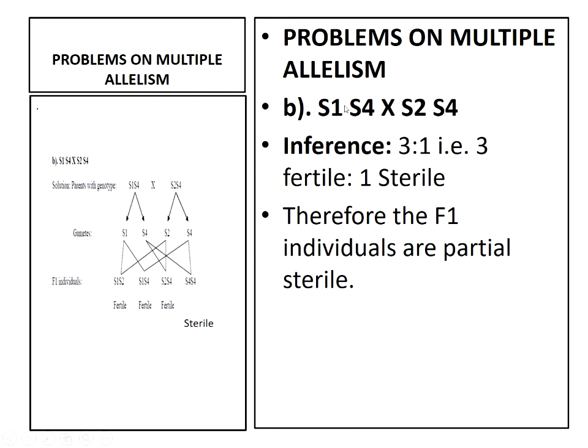The second one is when S1 S4 is crossed with S2 S4. These are the genotypes, and the gametes are S1, S4 and S2, S4. Here the F1 individuals are S1 S2, S1 S4, S2 S4 and S4 S4. Here also we obtain one sterile individual among the F1 offspring. Three are fertile and one is sterile, and the result is 3:1. Therefore, the F1 individuals are partially sterile.